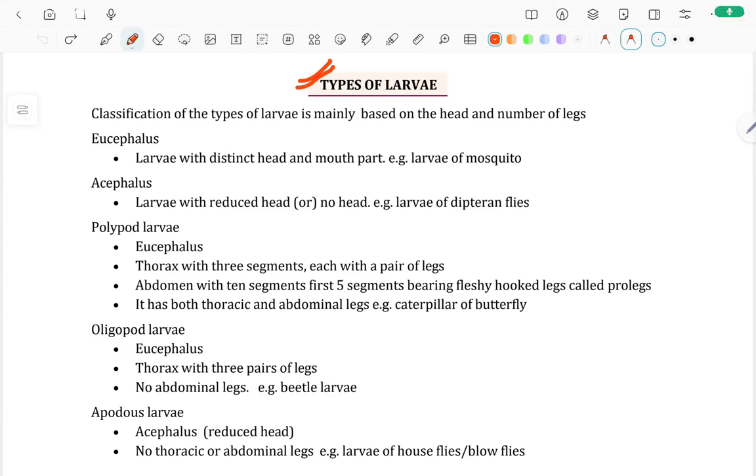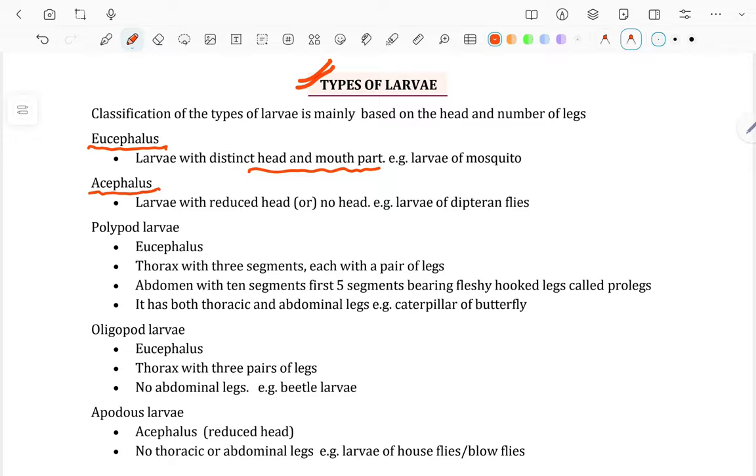Types of larva. Classification of the type of larva is mainly based on the head and number of legs. Eucephalous: larva with distinct head and mouth parts. Example, larva of mosquito.